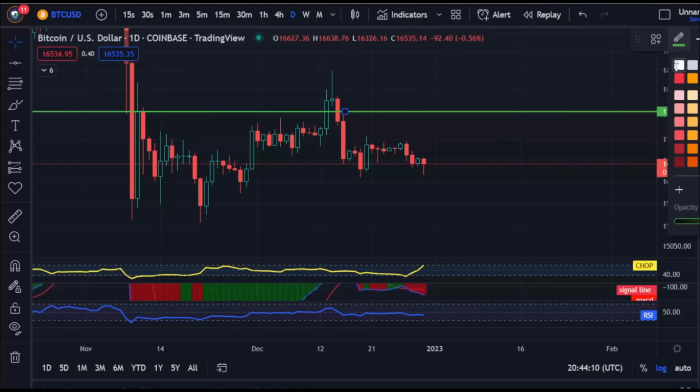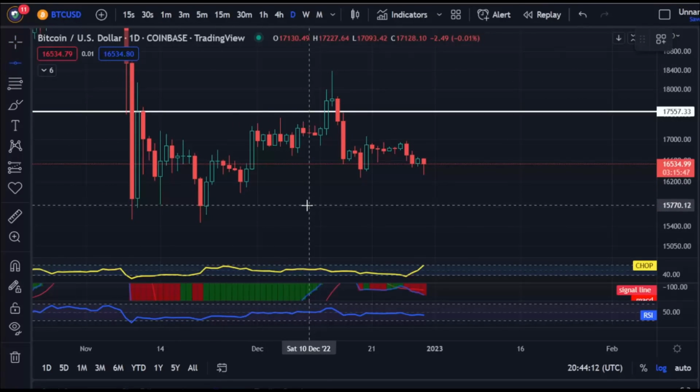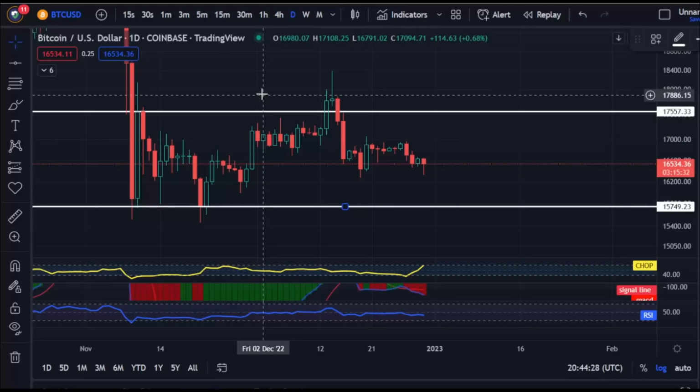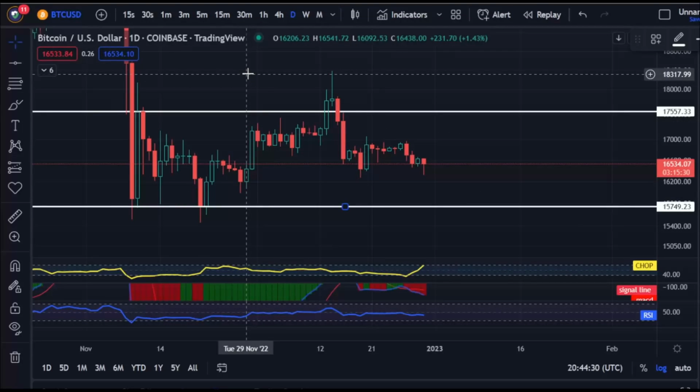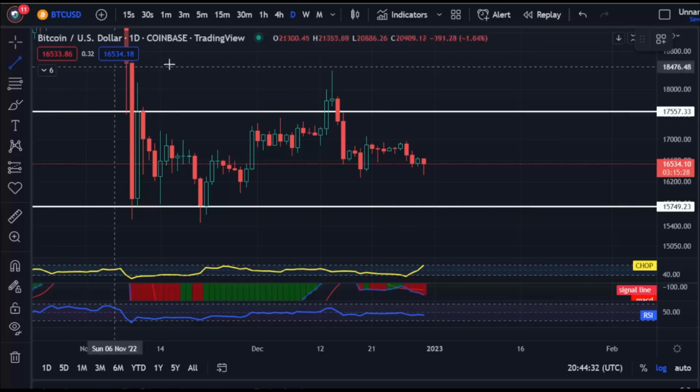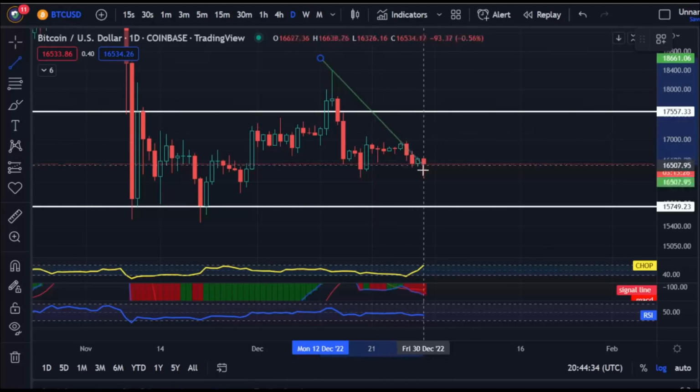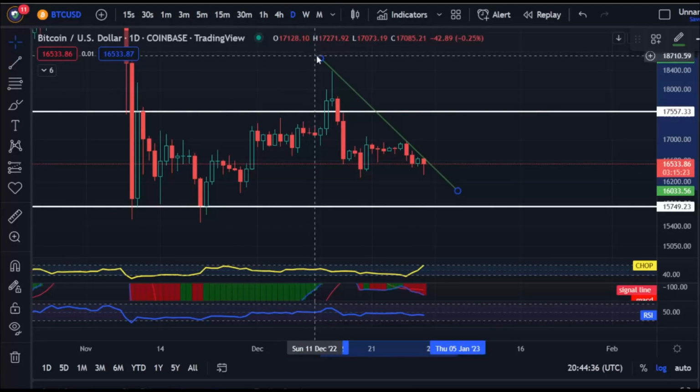We'll start with a chart review of BTC versus USDT on a single day time frame. First of all, we can mark with the help of white lines the sideways trend channel in which the price has been moving for a long time, while locally with the help of the yellow line we can mark the downtrend.